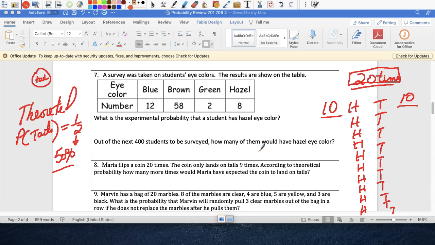But in her experiment, what happened? She got 9 tails, right? She only got 9. So how many more do you need?